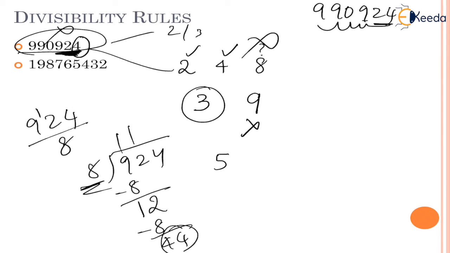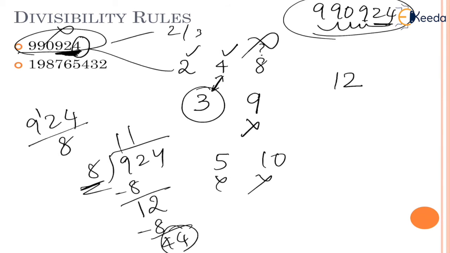Is this number divisible by 5? Obviously not. And if it is not divisible by 5, it can never be divisible by 10. So it is not divisible by 5, neither by 10. Is this number divisible by 12? Definitely yes, because it was divisible by 4 as well as 3. I hope everybody is clear with this.